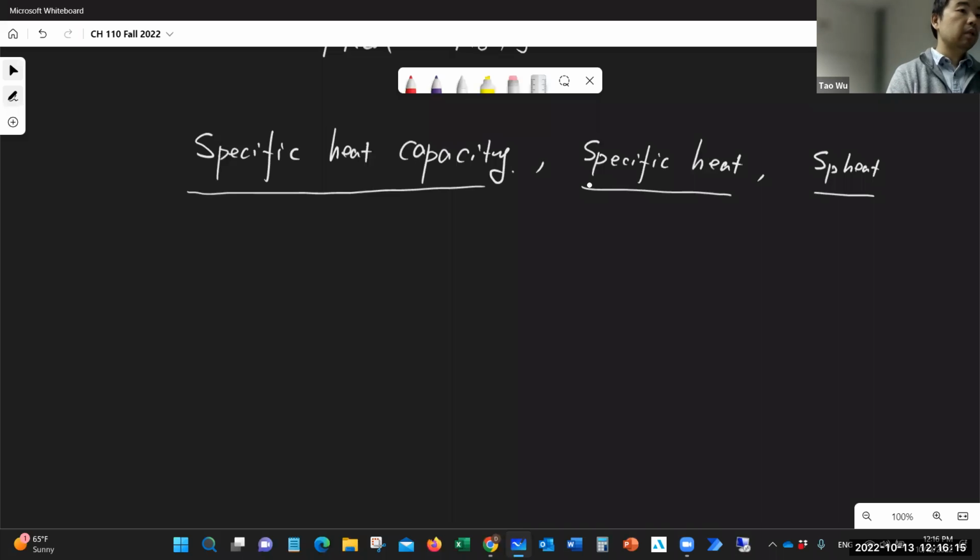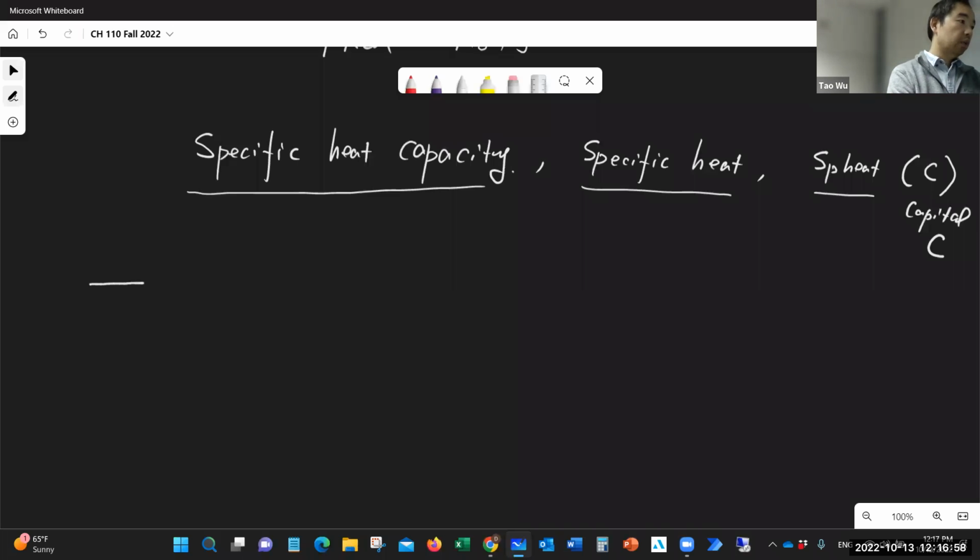When we talk about this concept, we use a capital C to represent the specific heat. So what does it mean? If you're just looking at the word capacity, what does capacity mean? The limits, how much they can occupy, right? Heat capacity generally talks about how much heat this object can hold. But what is the definition?